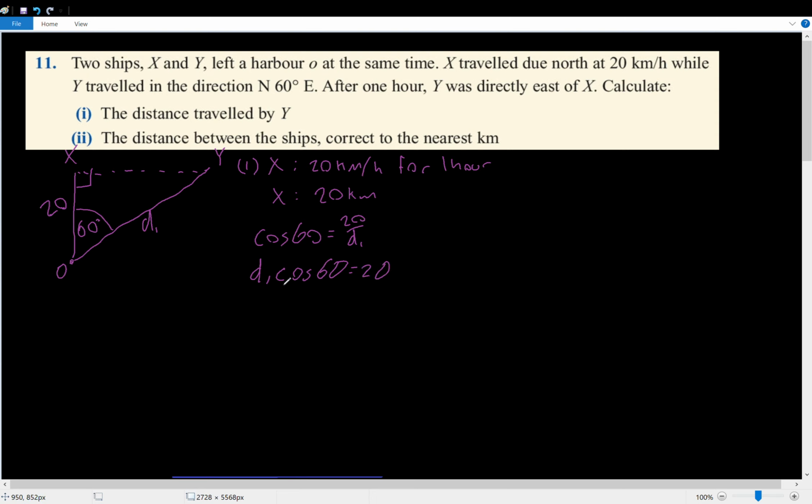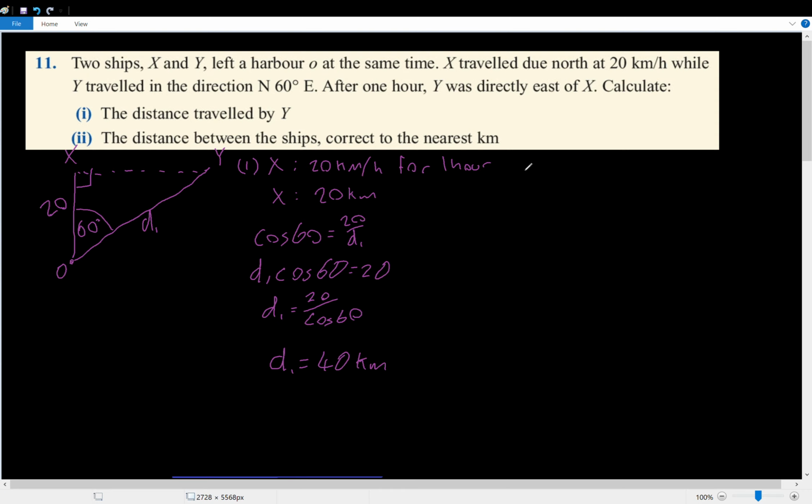And then from there we've got our multiply by cos 60. So we're going to bring that across. It's going to divide by cos 60. So we end up with D1 is equal to 20 divided by cos 60. We can stick that into our calculator. We get our value for D1. So D1 in this case is equal to 40 kilometers. So that is the distance travelled by Y.